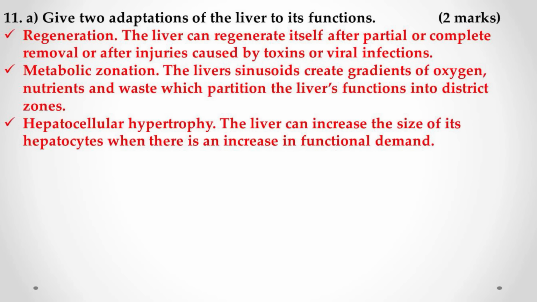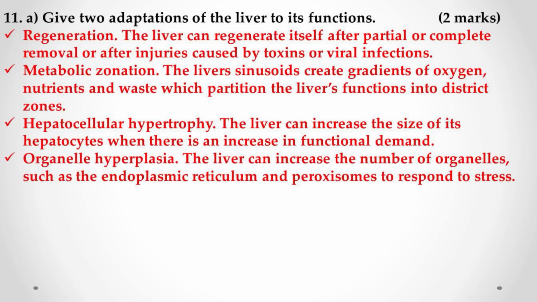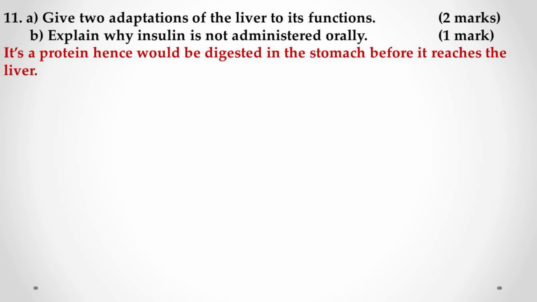Another adaptation of the liver is hepatocellular hypertrophy, whereby the liver can increase the size of its hepatocytes when there is an increase in functional demand. Another adaptation is organelle hyperplasia, whereby the liver can increase the number of organelles such as the endoplasmic reticulum and peroxisomes to respond to stress. Question B. The reason why insulin is not administered orally is that it's a protein, hence would be digested in the stomach before it reaches the liver.